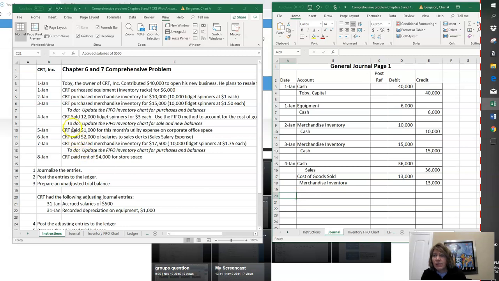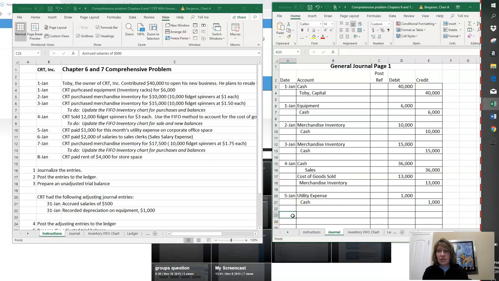All right, let's keep going. So I sold that, and then I updated my FIFO inventory chart for the sales and the new balances. I did that. So now I can go on to January the 5th, which says that CRT paid $1,000 for this month's utility expense. So I have utility expense, and expenses go up with the debit, and cash, and it said it was $1,000. Cash goes down with the credit.